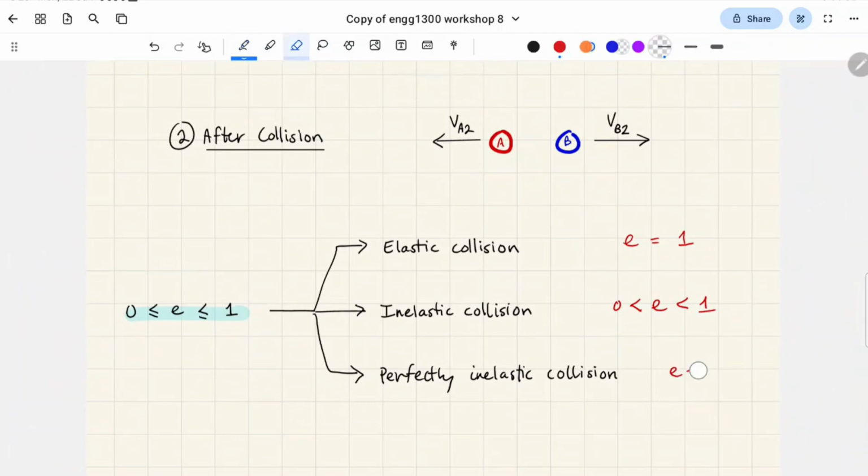That's the case when you have two cars that crash together and then they glue together. They don't separate, right? So that's a perfectly inelastic collision. And another way of saying inelastic, by the way, is plastic. Plastic is just another way of saying inelastic, right?